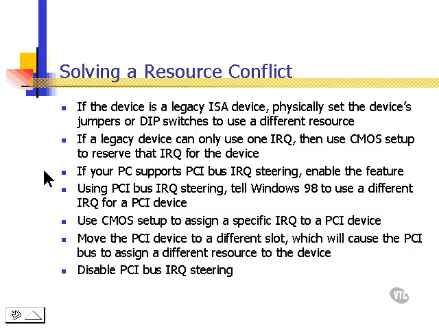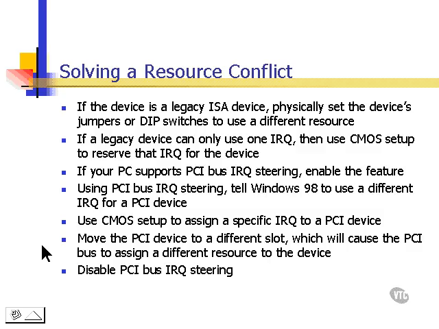If your PC supports PCI bus IRQ steering, then enable that feature. That way we can share more resources. Then using the PCI bus IRQ steering, tell Windows 98 to use a different IRQ for that PCI device. We can also use the CMOS setup to assign a specific IRQ to a PCI device.